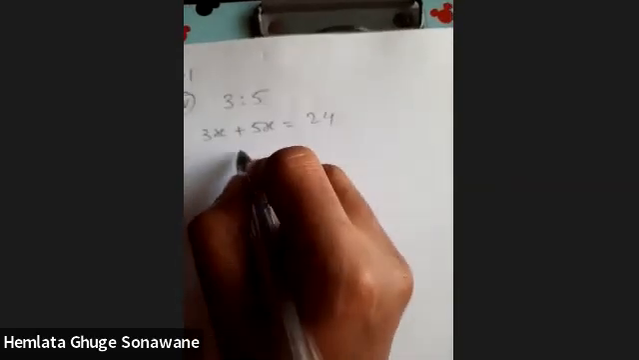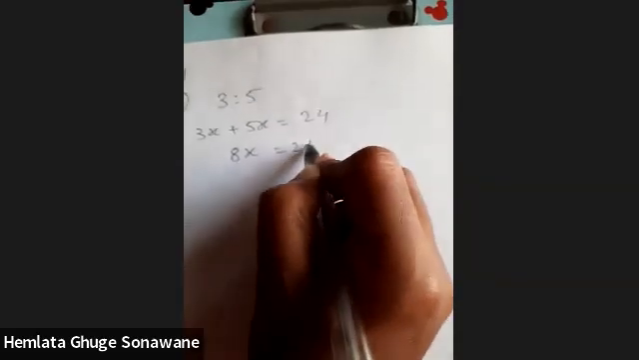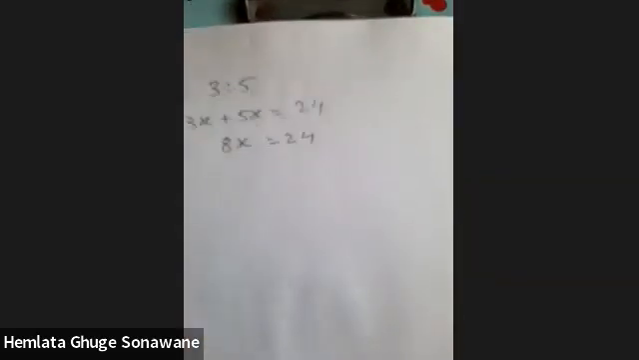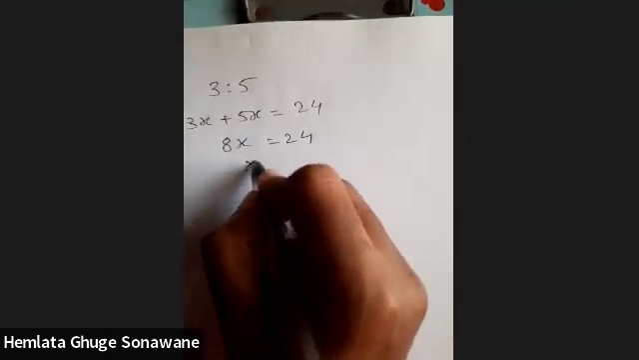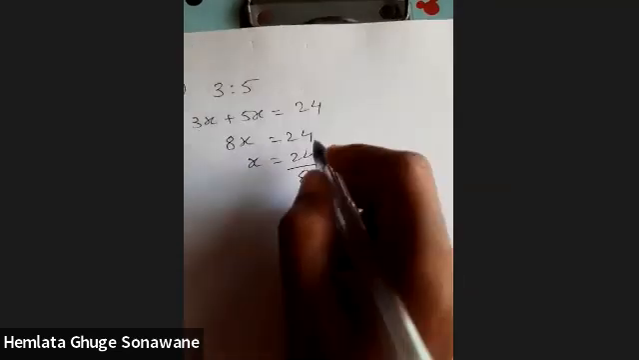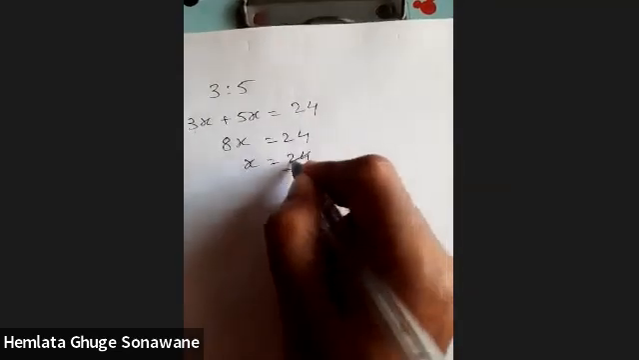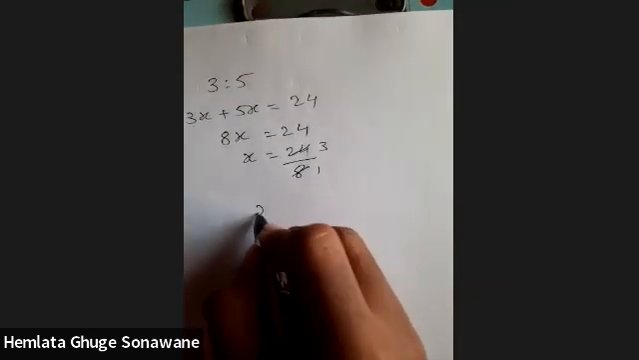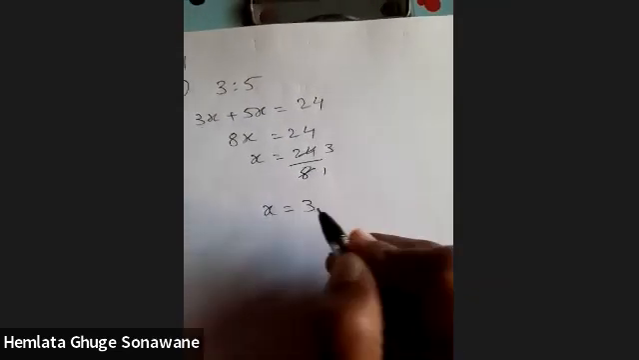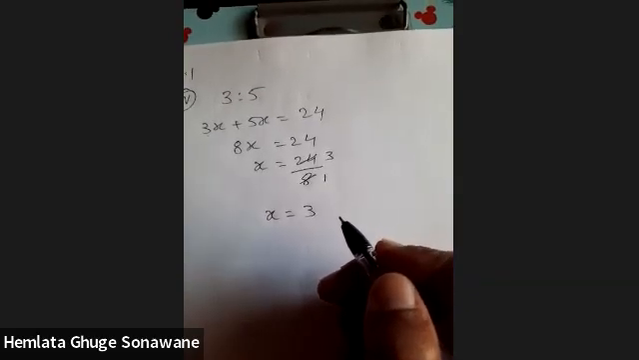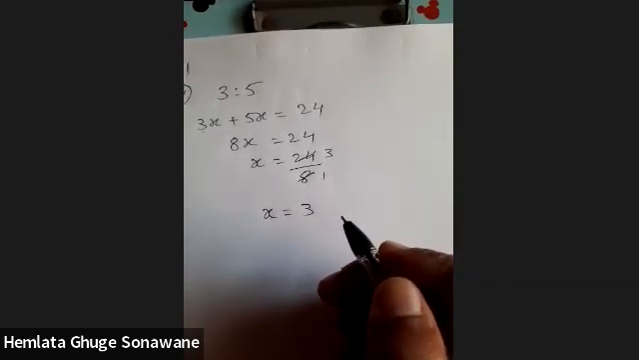So we have considered x for it. 3x plus 5x becomes 8x is equal to 24. Now we'll take this 8 towards right hand side. So it divides. x is equal to 24 upon 8. We can simplify this. 8 ones are 8 and 8 threes are 24. So x is equal to 3. Now we have to find out bananas. How many bananas did Shubham get?